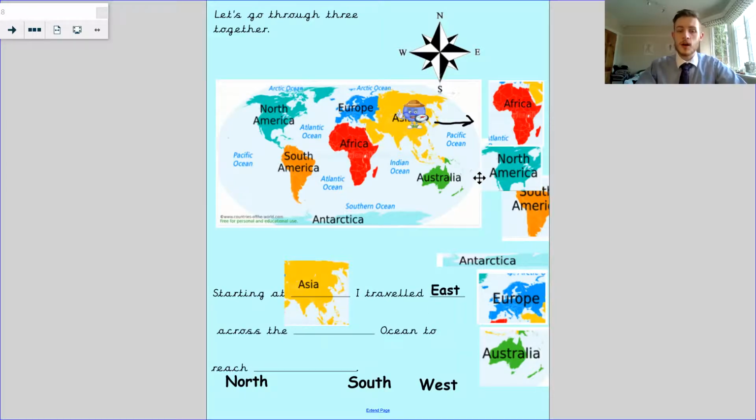What we need to remember is when we travel across the world, the world is a sphere. The world is a sphere, which means it goes from one side and goes all the way around to the other side, which means this Pacific Ocean bit here comes out over this side. Starting at Asia, I travelled east, following my arrow, and I'm using my compass to help me.